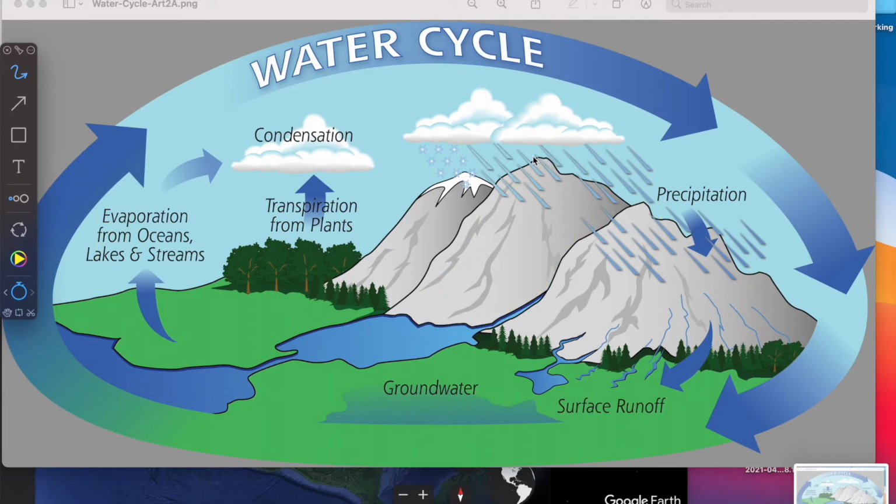Now, if a bit of water falls on this side of the mountain, it's going to end up over here. But if a bit of rain falls on the back side of the mountain, it's going to end up going in that direction. All right, let's take a closer look at what that means.